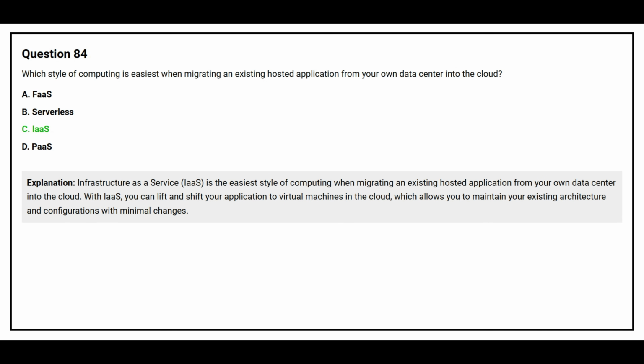Infrastructure as a Service, or IaaS, is the easiest style of computing when migrating an existing hosted application from your own data center into the cloud. With IaaS, you can lift and shift your application to virtual machines in the cloud, which allows you to maintain your existing architecture and configuration with minimal changes.